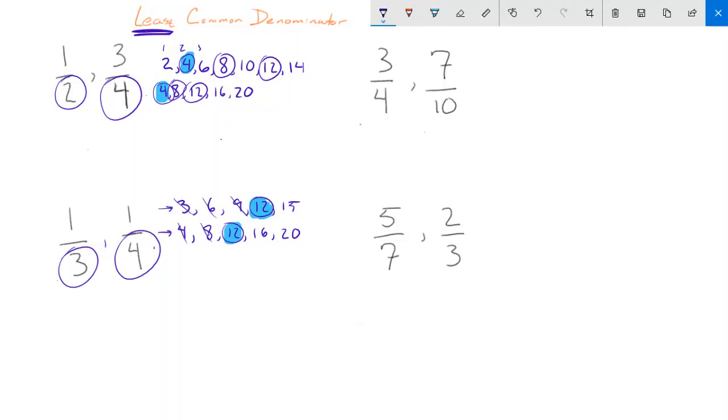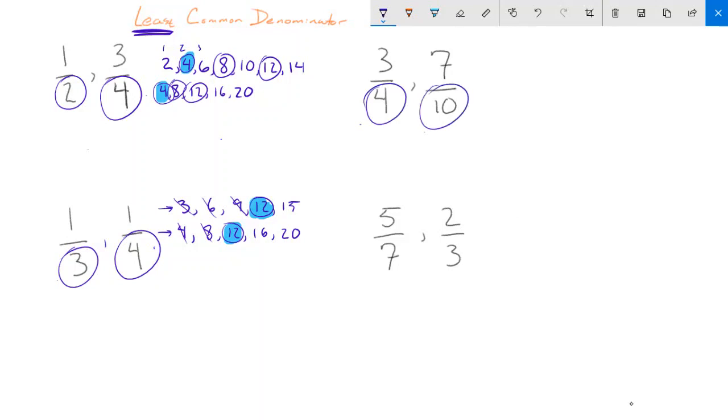Okay, let's go up to 4 and 10 now. Why don't you pause the video and try this one by yourself, and then restart the video and see what I got. Okay, so let's give this a go. I want to point a couple things out before we find the least common denominator for 4 and 10.